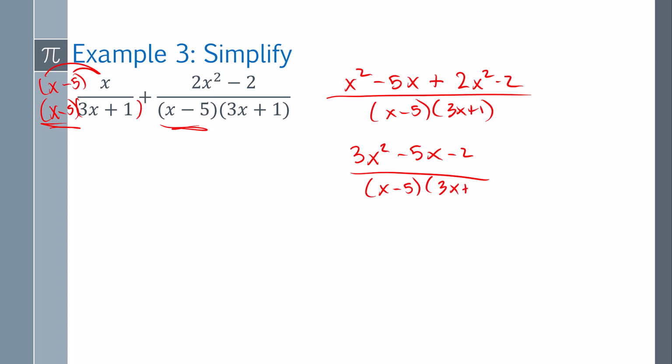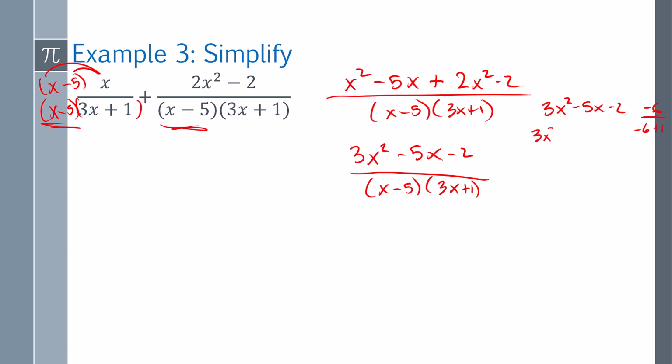So the question is, does it reduce? Well, I want to check. So let's factor this, maybe it doesn't factor. A times c, factors of negative 6 that add to negative 5. That's going to be minus 6 and positive 1.